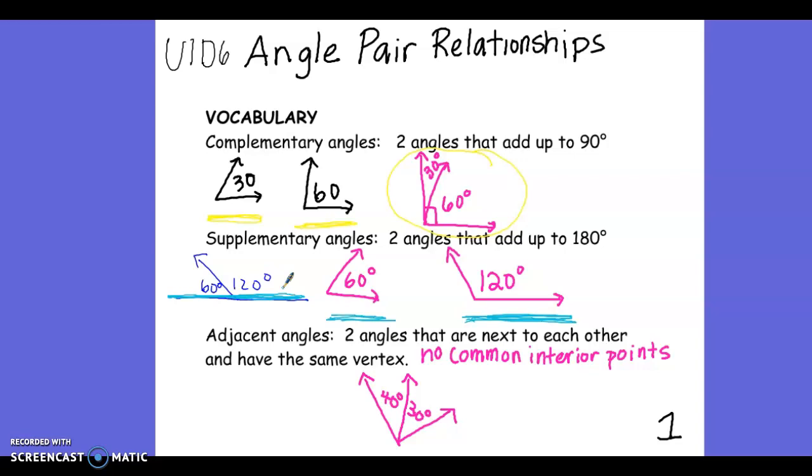Adjacent angles, which I was just referring to a little bit ago, are two angles that are right next to each other, and they have the same vertex. Here's the vertex, okay? So they have no common interior points. They share a side, and they're just right next to each other. It's like adjacent houses. Your neighbor's house is adjacent to your house. It's right next to it.